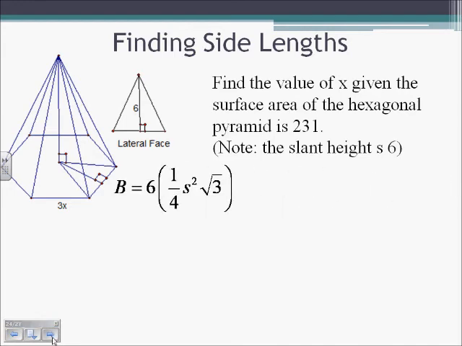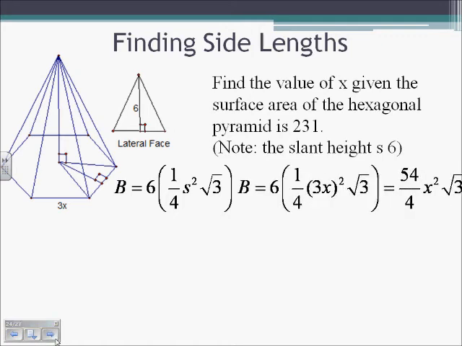This is going to get a little tricky. We know that the area of our base is going to be 6 times 1/4 times our side squared. And we know that our side is 3x. So we know the area of our base is going to be 6 times 1/4 times our 3x squared times the square root of 3.